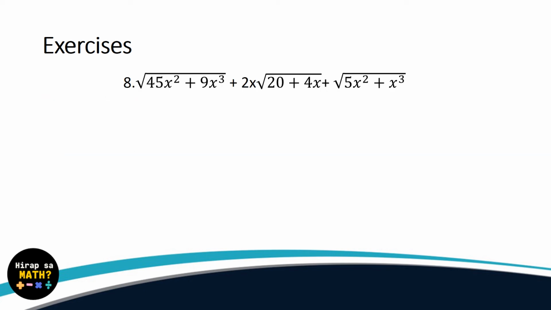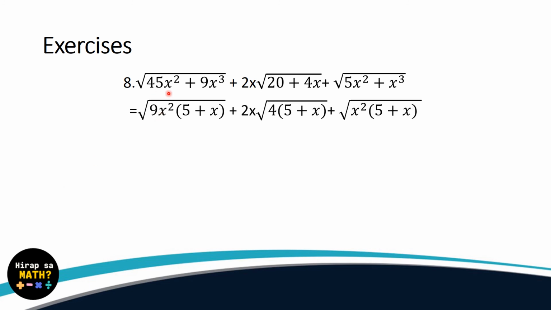So, for our last problem, square root of 45x squared plus 9x cubed plus 2x square root of 20 plus 4x plus square root of 5x squared plus x cubed. So, makikitang magkakaiba talaga ang nasa loob ng radical sign o ang radicand. So, gagawan ulit natin ng paraan kung paano sila magiging magkapareho.